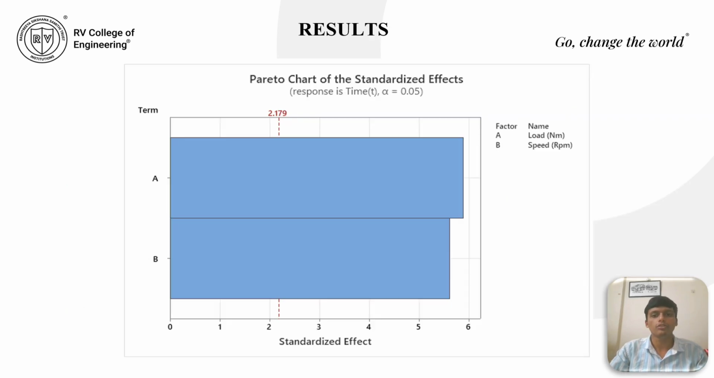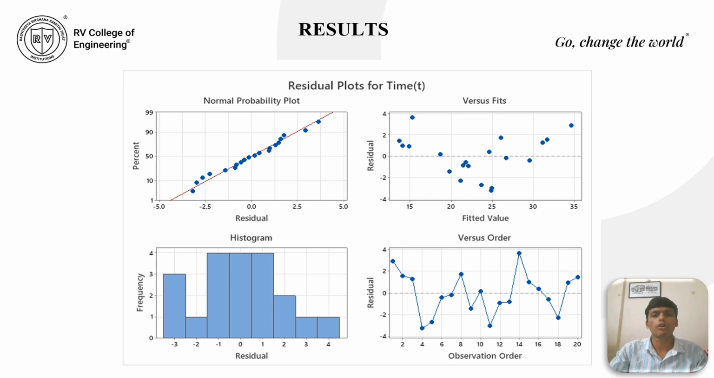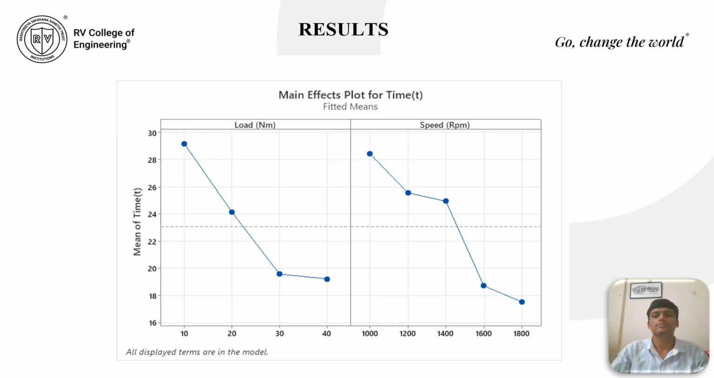And this is the Pareto chart of the standardized effects. The Pareto chart shows the magnitude of effects of different factors. Here we see that load and speed are the most influential factors affecting fuel consumption time. The taller the bar, the greater the impact on the response variable. Residual plots for time. These residual plots include four graphs: normal probability plot, residual versus fitted plot, histogram, and residual versus order. Overall, these plots confirm our model is statistically sound and free from major biases.